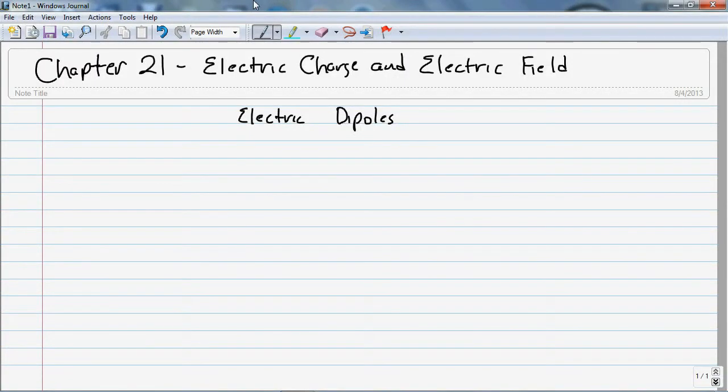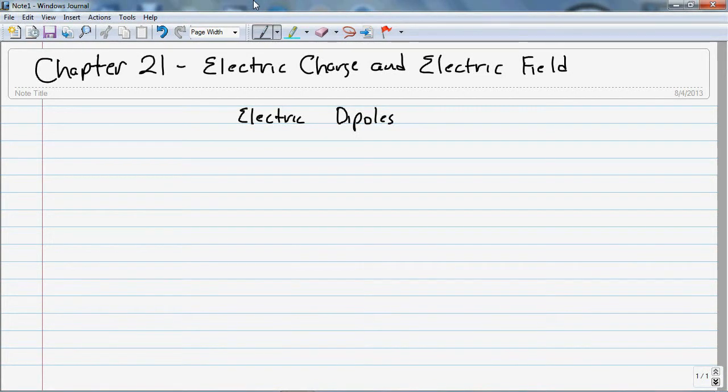Our last topic for this chapter, we're going to discuss electric dipoles. This is just a discussion. I'm not going to have you do any problems regarding dipoles, just because some of the definitions, even for electrical engineers, are difficult to wrap your arms around. Some of the conventions and definitions are kind of difficult to use and understand.